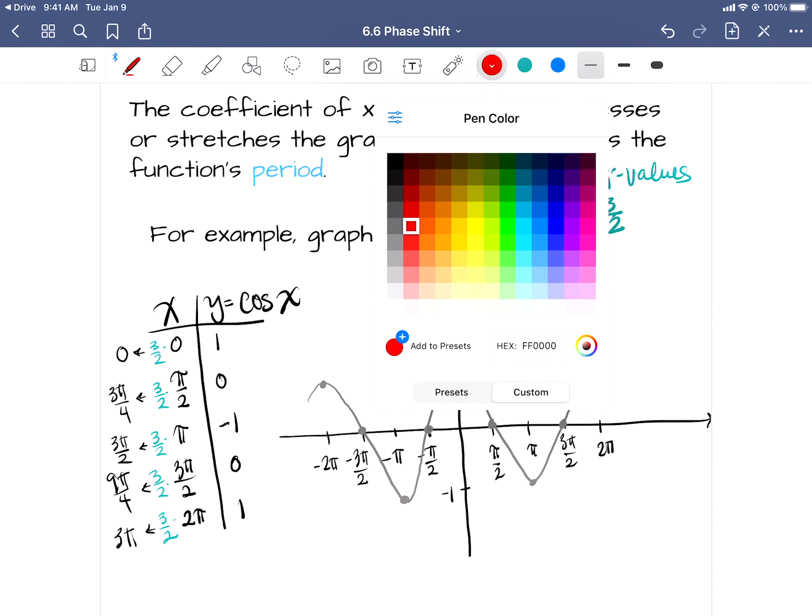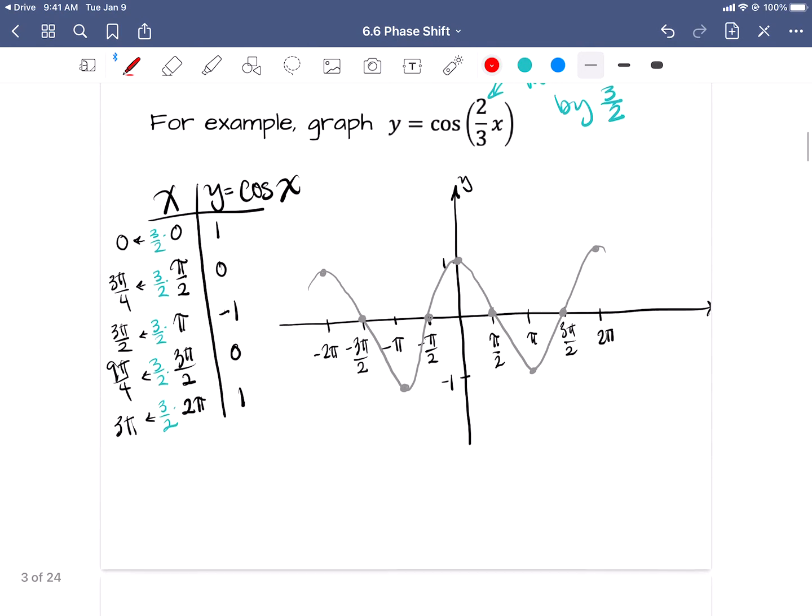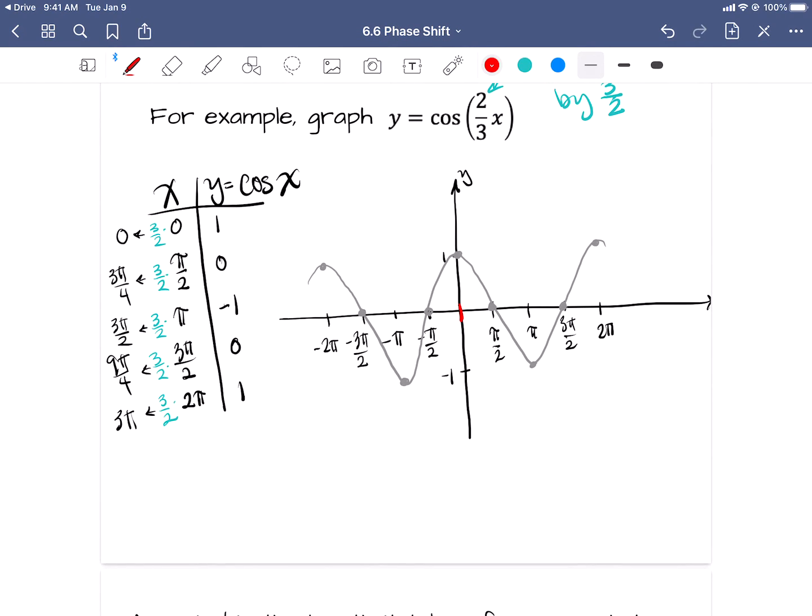So now I'm going to label my x-axis with this pattern. So we've got 0, we've got 3 pi over 4, and 3 pi over 2, he's right here. 9 pi over 4, he's right here. And then 3 pi.